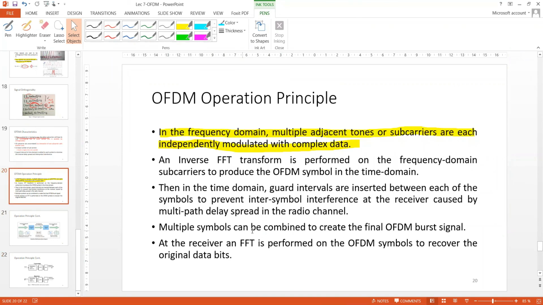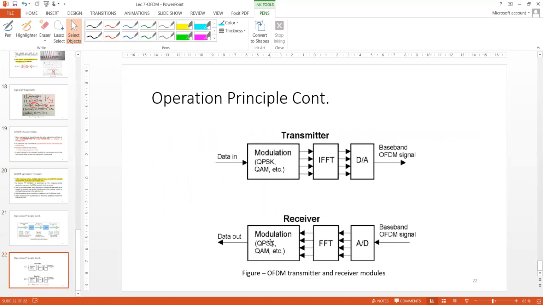So multiple symbols can be combined to create the final OFDM burst signal, and at the receiver, a fast Fourier transform is performed on the OFDM symbols to recover the original data bits, which then pass through quadrature amplitude modulation or QPSK, whatever was applied at the transmitter side, in order to retrieve your original information.